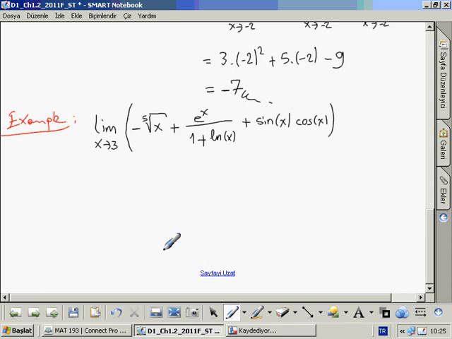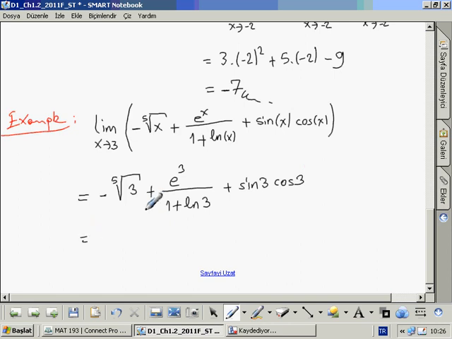none of the restrictions are violated. So all we need to do is plug in x equals 3 into the function to get the limit, okay, and it will be easy to evaluate. And that means minus 5 root 3 plus e to the power of 3 over 1 plus ln 3, plus sine 3 times cosine 3. That's the result.